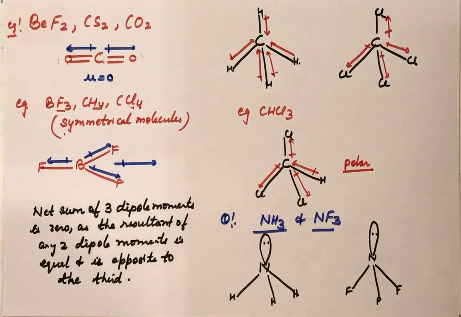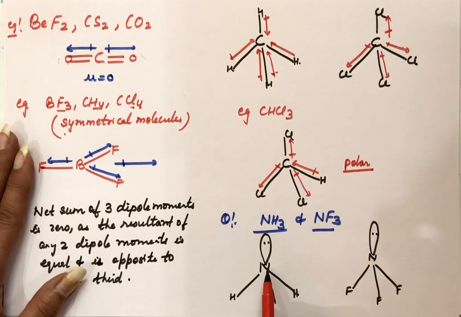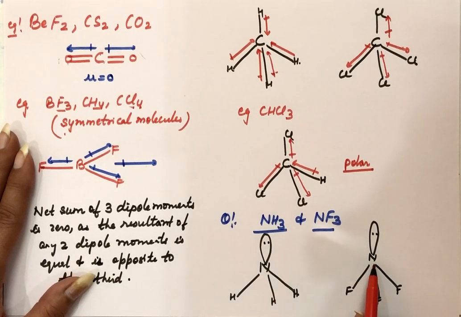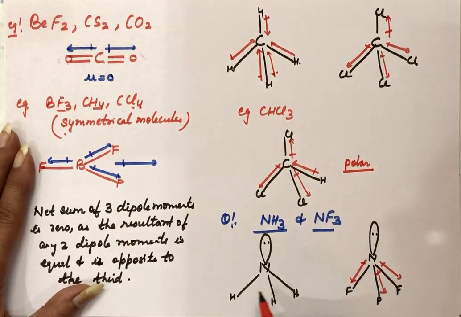The reason is that both have pyramidal geometry. In pyramidal geometry, they have one lone pair. Both here and here, nitrogen has one lone pair of electrons. Now F is more electronegative, so it appears that the NF bond is more polar in nature, because F is more electronegative. And in the case of NH3, the direction of dipole moment is towards nitrogen because nitrogen is more electronegative than hydrogen.